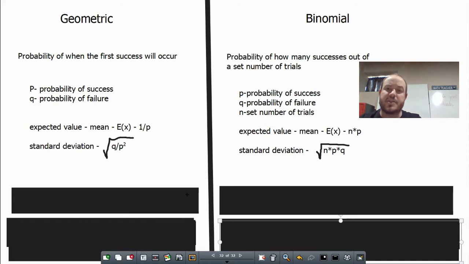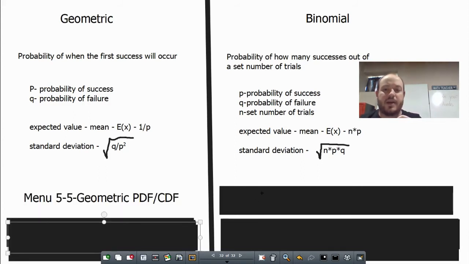The standard deviation for binomial, keeping suit with the rest, is the square root of n times p times q. You're just plugging in your set number of trials, your probability of success, and your probability of failure, multiplying them together, and taking the square root. In this case, if we expect to make 10 of the 15, your standard deviation would be, on average, how far above or below 10 successes we would expect to have.